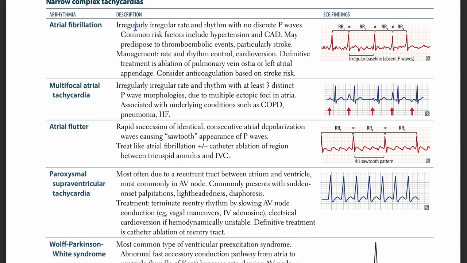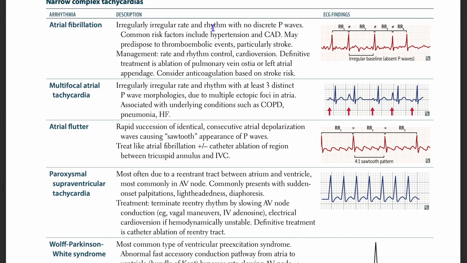Atrial fibrillation, irregular rate and rhythm. This is the buzzword for atrial fibrillation. Okay. 2 I's in irregular and 2 I's in fibrillation. So 2 I's in this and 2 I's in that. Irregular rate and rhythm. Okay.